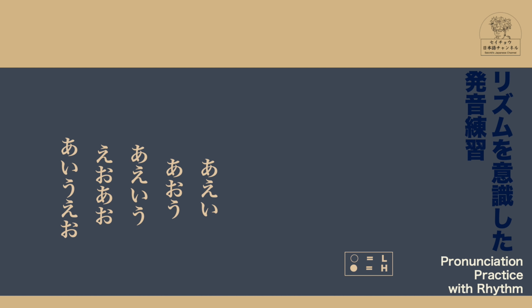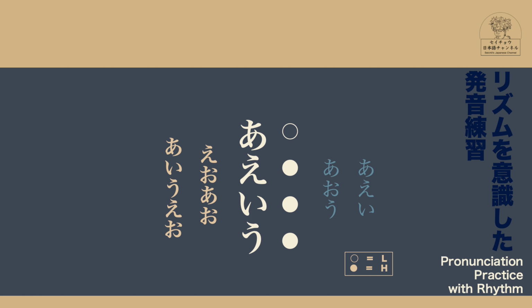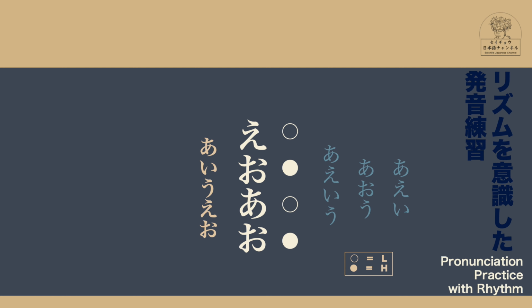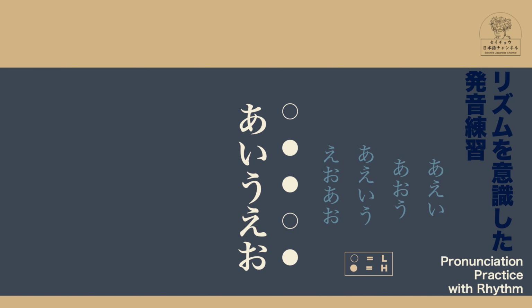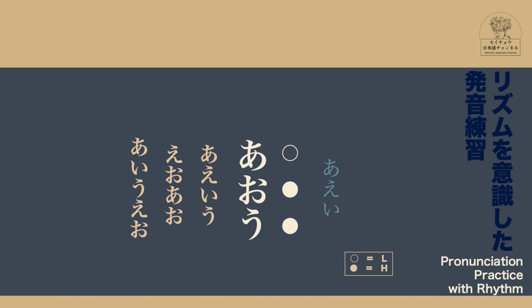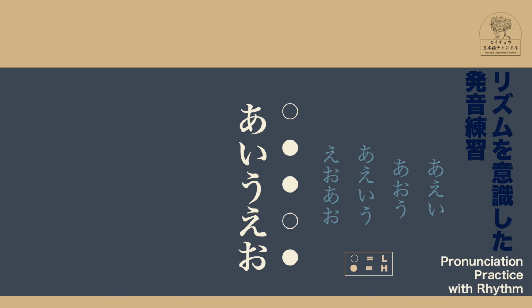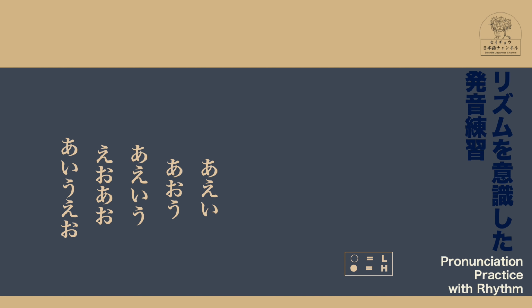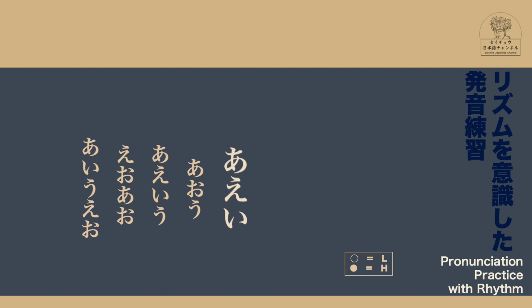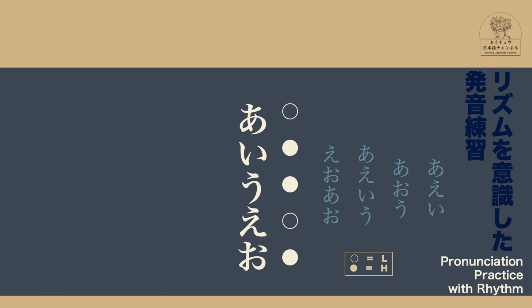At the beginning, there's no need to rush. Take it slowly. A, e, i, a, o, u, a, e, i, u, e, o, a, o, a, i, u, e, o. Then, gradually increase the speed. Finally, aim to say it naturally.